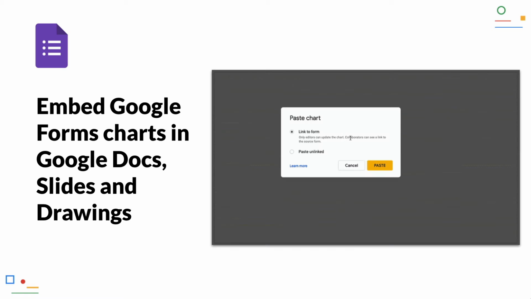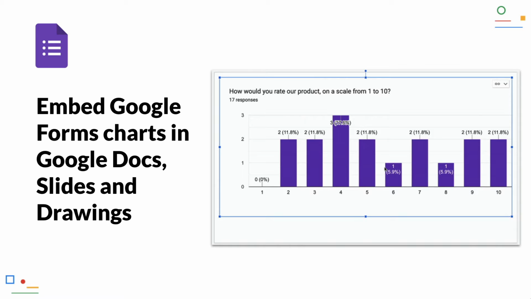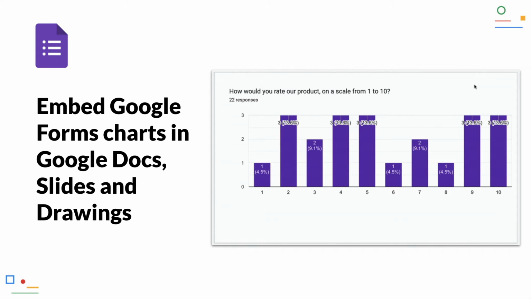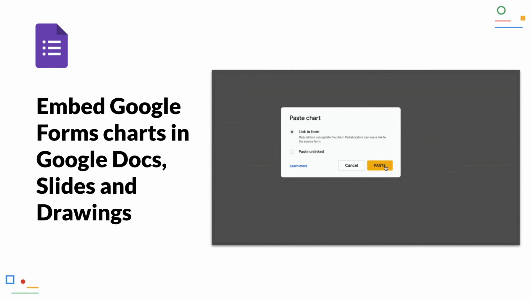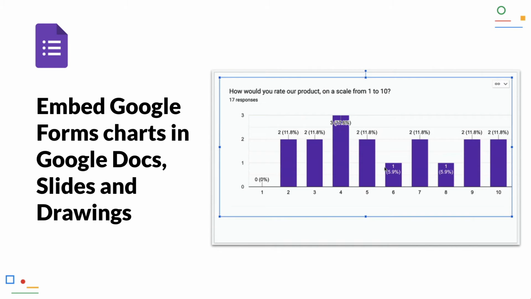Embed Google Form charts in Google Docs, slides and drawings. Completed Google Forms provide some response statistics in the form of charts under the Responses tab. Now, just like charts from Google Sheets, these charts can also be included in Google Docs, slides and drawings. If further answers are received via the form that changed the diagram, these can be updated in the respective Google Docs and slides by clicking on the Update button.